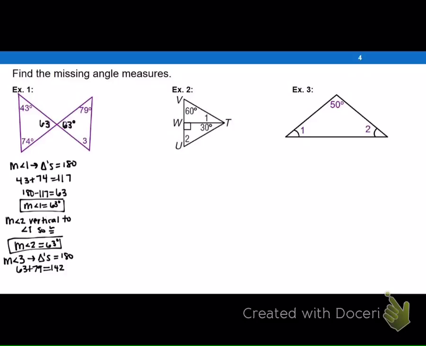So is that 142? 9 plus 3 is 12. Carry the 1, yep. Okay. 180. What would you do? 180 minus 142. Perfect.